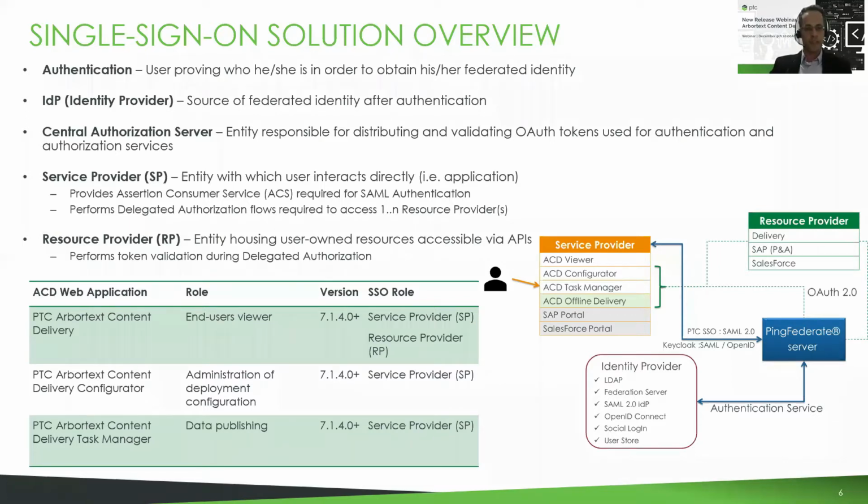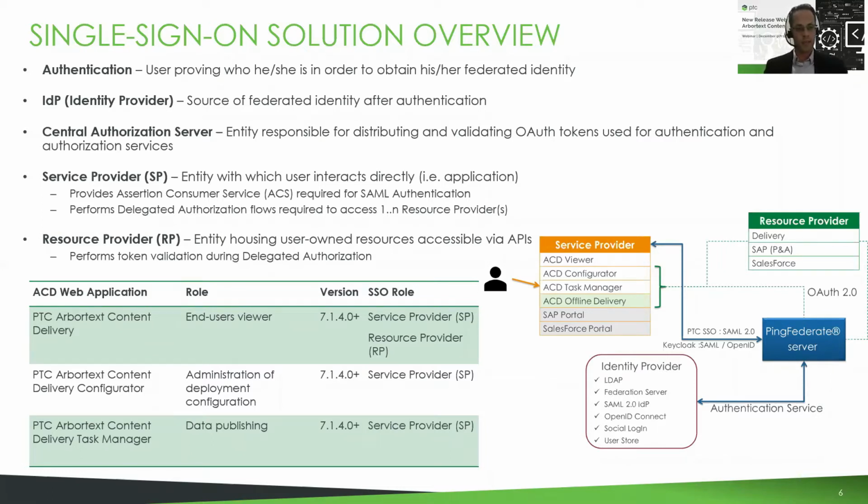Then you have the central authorization server, which is the entity that's responsible for distributing and validating the OAuth tokens used for the authentication and authorization services. That's basically used to secure delegated access to server resources on behalf of the resource owner. What it fundamentally means is that it specifies a process for resource owners to authorize third-party access to their server resources without sharing their credentials, which is basically the underlying goal here with SSO configuration.